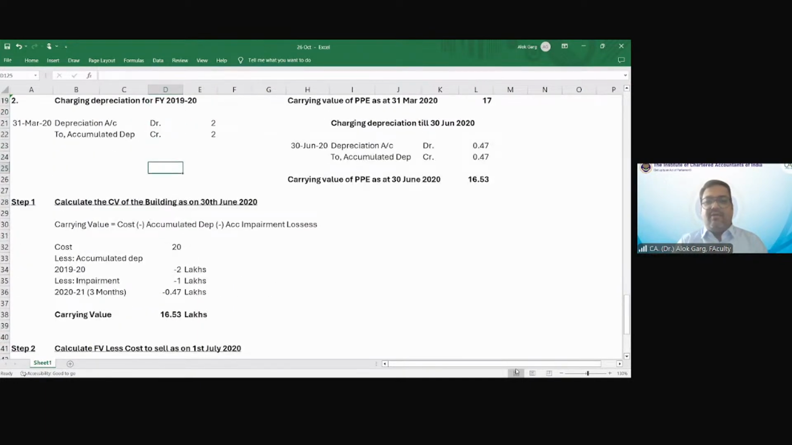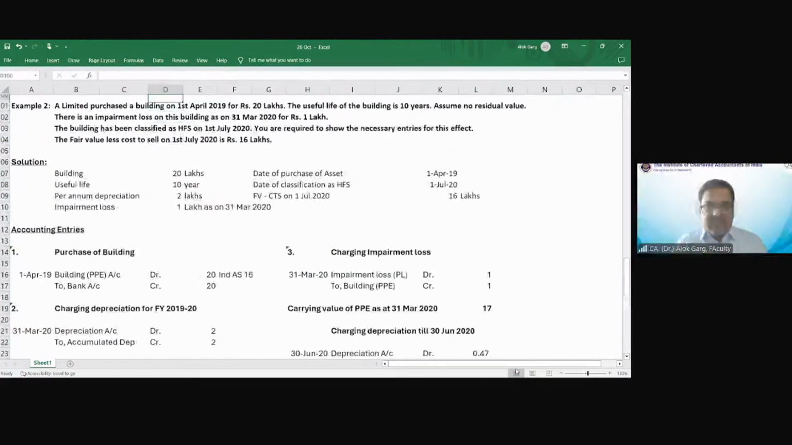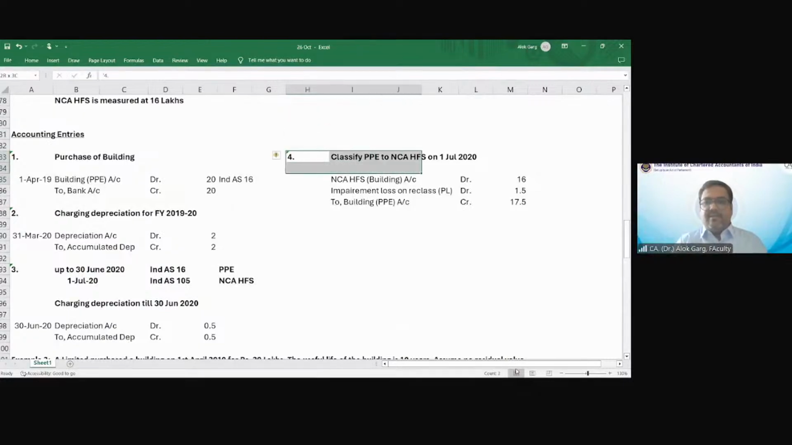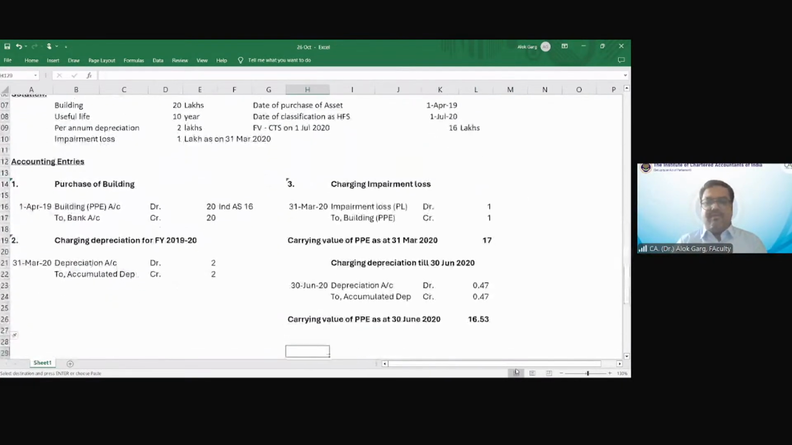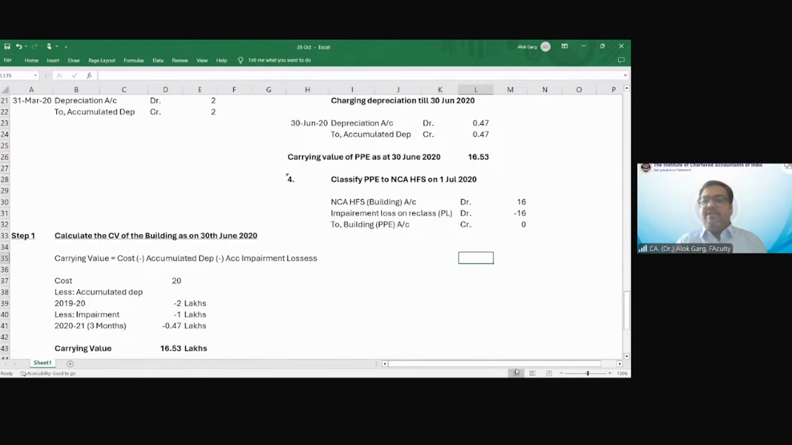Now, same. What will the next entry be? Shall we do the next entry also? Let's do it, otherwise you will get upset. Classify PP to NCHFS on 1st July 20. Next entry. What is the entry? NCHFS 16. The impairment loss entry we will do later. What will be credited to building? 16.53. The difference will go to the impairment loss again.